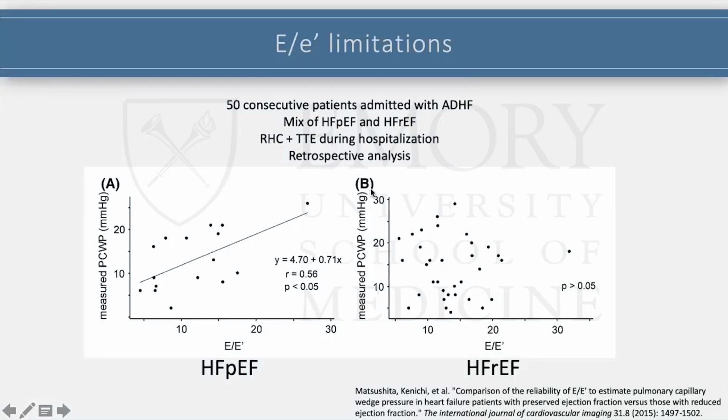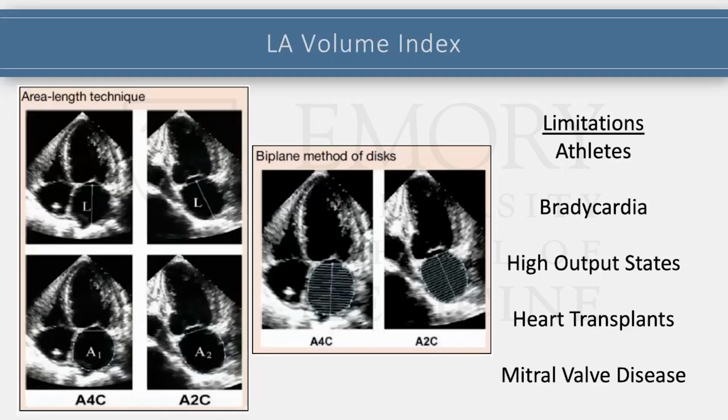There was another smaller study from 2015. This is 50 consecutive patients admitted for decompensated heart failure, a mix of HFpEF and HFrEF. These are all patients that had a right heart cath as well as an echo during the hospitalization. They did a retrospective analysis. They found that there was some correlation for patients with preserved EF, but not a lot of correlation for reduced EF. So there is some question as to how reliable this is, but again, more important is nailing down who we can use it for reliably and who we can't.